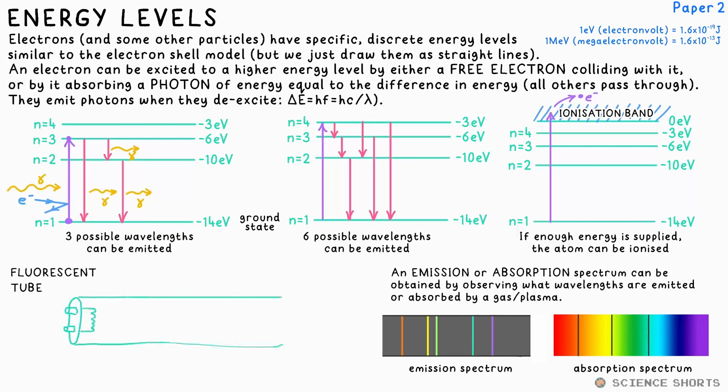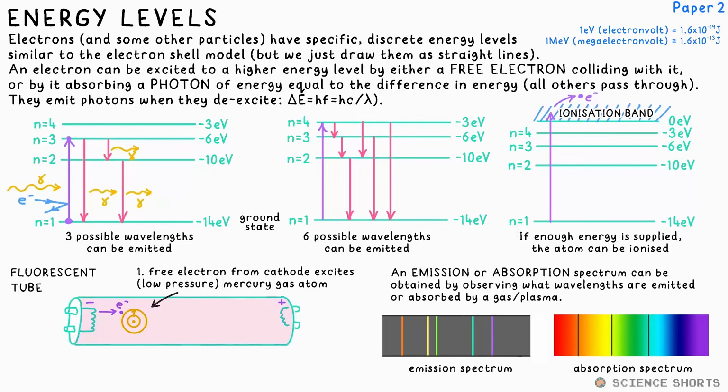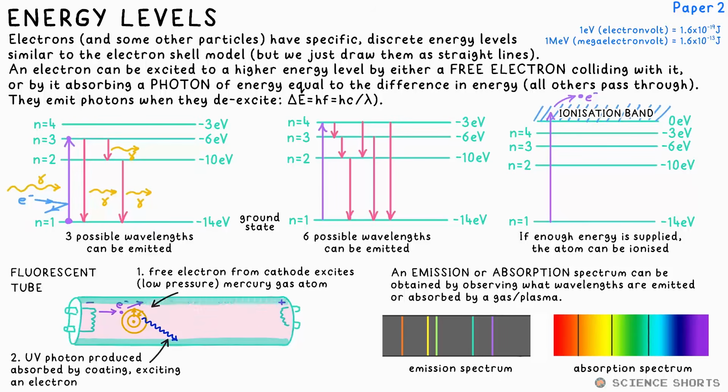Fluorescent tube lights, strip lights, consist of a cathode and anode that cause electrons to be accelerated through the low-pressure mercury gas inside. An electron will collide with a mercury atom's electron, exciting it to a higher energy level. When it de-excites, it emits a UV photon. That's not useful for our eyes, so it needs to be absorbed by the fluorescent coating on the inside surface of the tube. It raises one of the electrons in the coating to a higher energy level, and then it de-excites via multiple levels, emitting lower frequency visible photons instead.